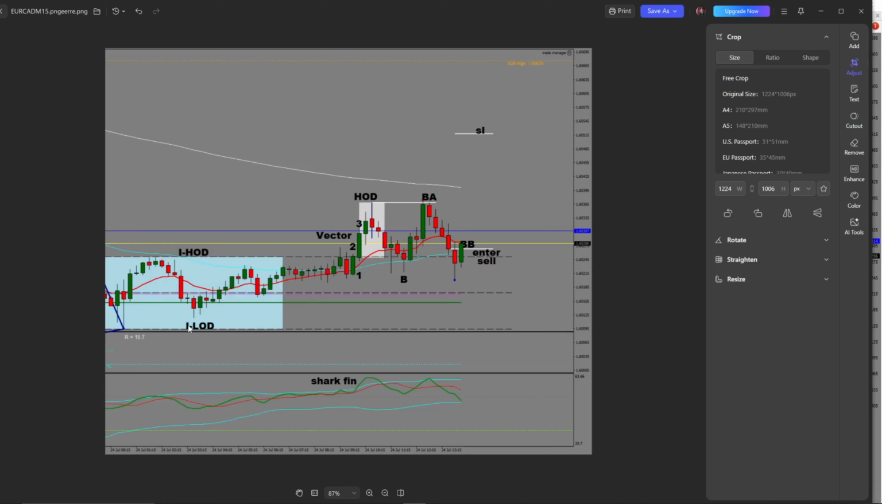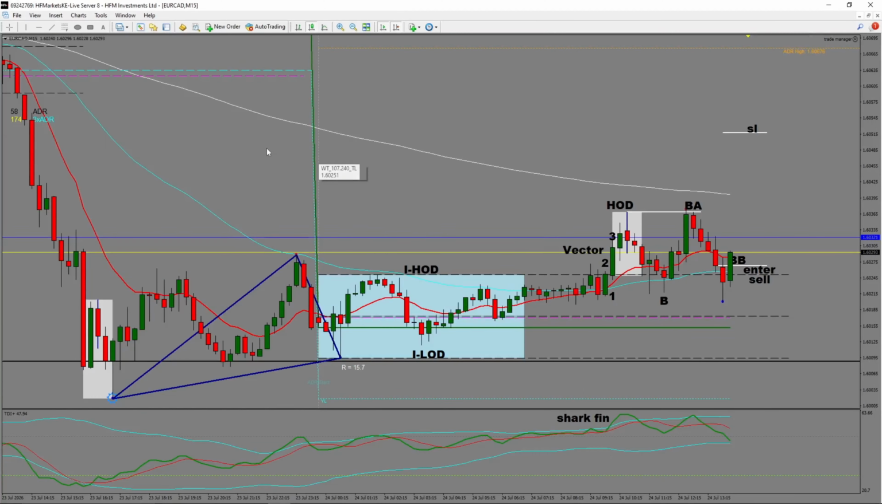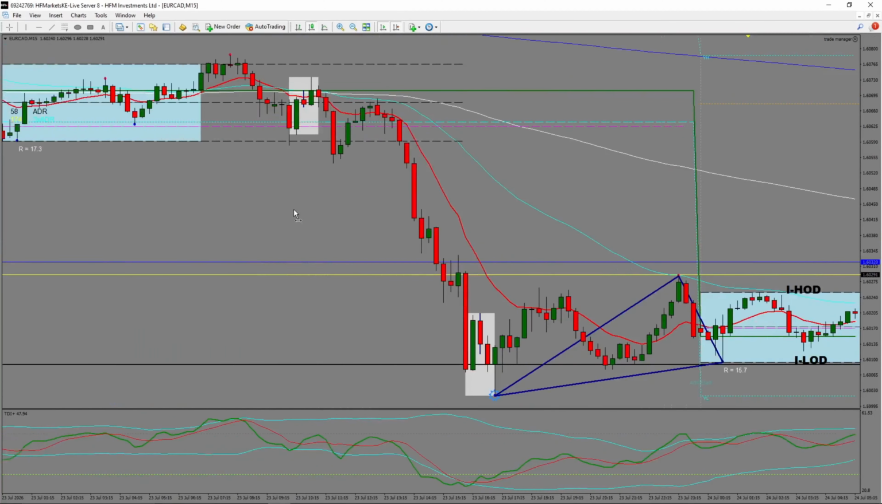I have the initial high of the day, my vector 1 2 3 to the high of the day. So above the 13 EMA, we go back below, back above, back below, you get your entry right there. At this level, that's what I want you to be doing. Okay, so let's go to the other one.